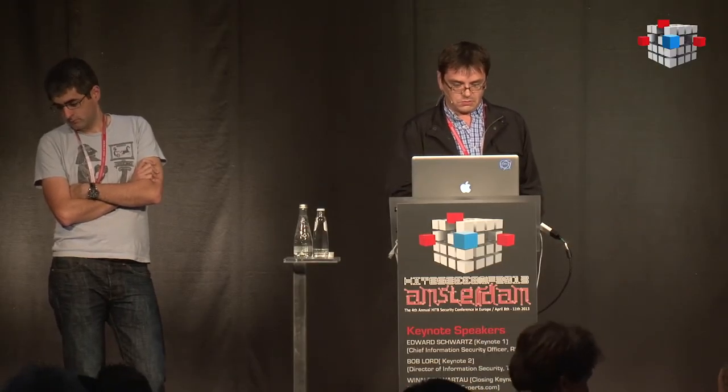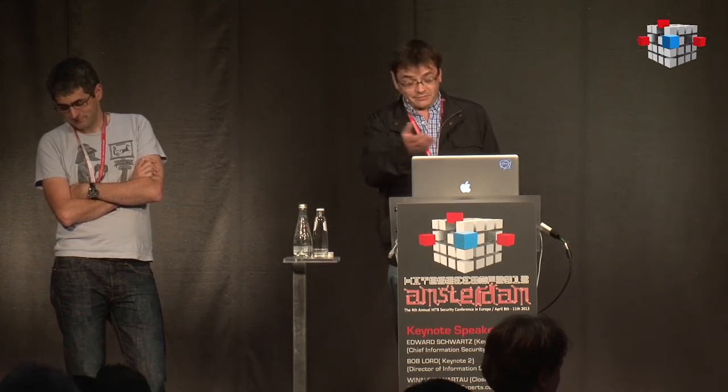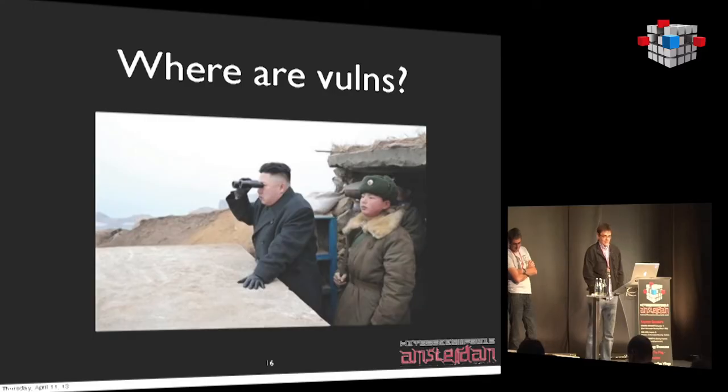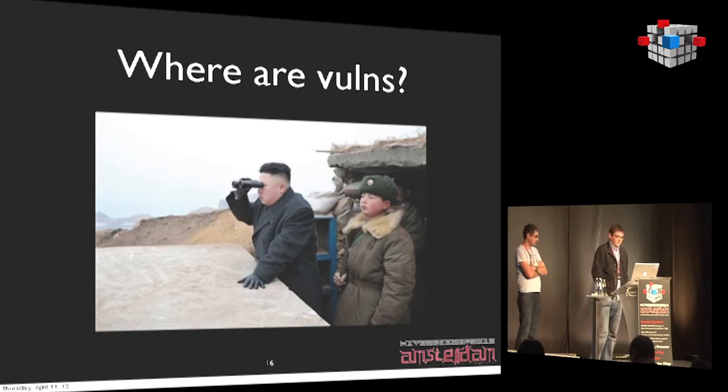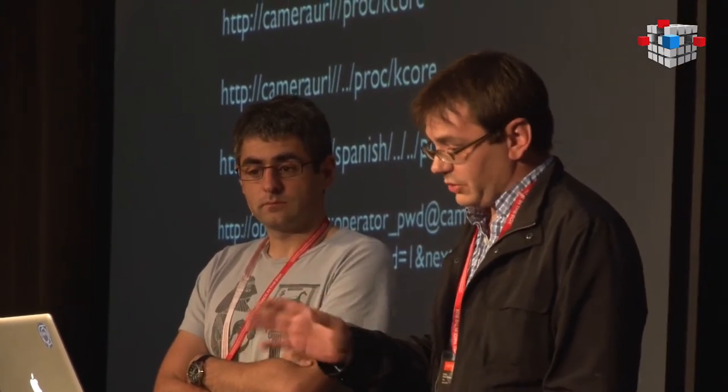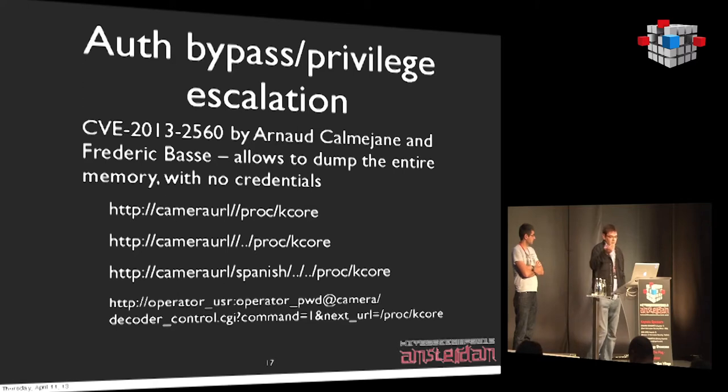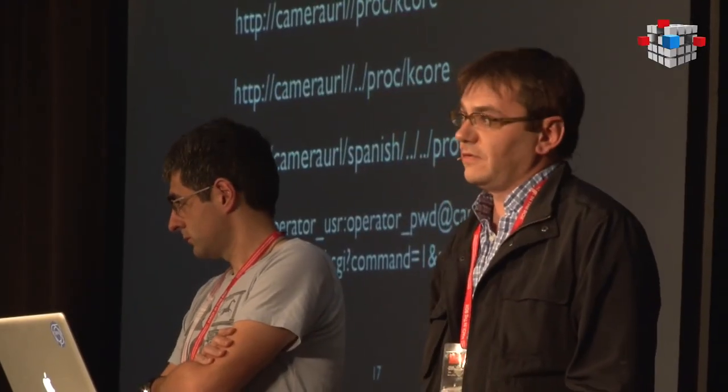So after providing this brief overview, now you would ask how we get into that camera. They have usernames, they use basic server authentication. If you cannot sniff the traffic, how are you going to access it? There are two major vulnerabilities, or I don't know how to call it. Probably, yeah, it's a vulnerability. This authentication bypass was reported in mid-March by these two French guys, Arnaud and Frederic. And there's some history behind this vulnerability.